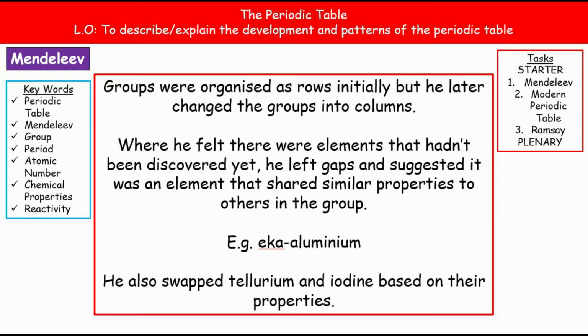So what we see is, firstly, he put our elements into groups which were columns. He left gaps for elements that he didn't think had been discovered yet, and then he swapped some of them based purely on their atomic weight. They would have arranged in a different order, but looking at their properties, he wanted them the other way around, like tellurium and iodine. So jot those points down in your summary.